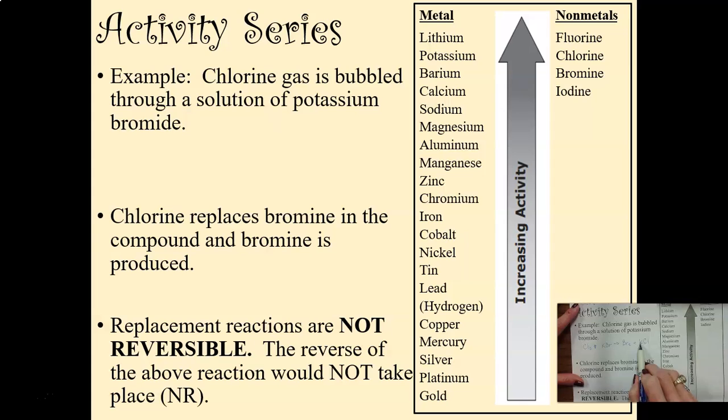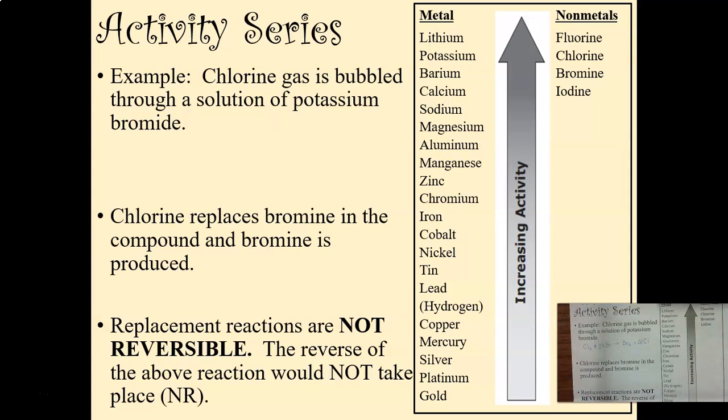Potassium's oxidation number is +1, chlorine is -1, so I don't need any subscripts there. Okay, I do need to balance this reaction. So 2 chlorines here, 1 chlorine here. So I'm going to use a coefficient of 2 to balance those chlorines. Well, now my potassium is unbalanced. I have 2 in the product, but only 1 in the reactant. So I use a coefficient of 2 to balance those potassiums. Then my bromines are equal.